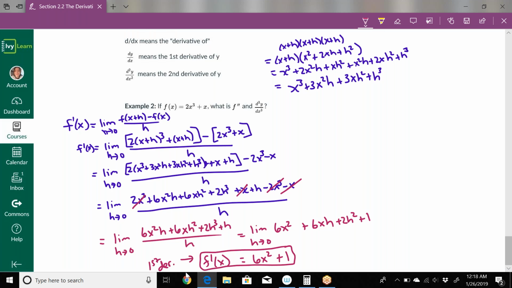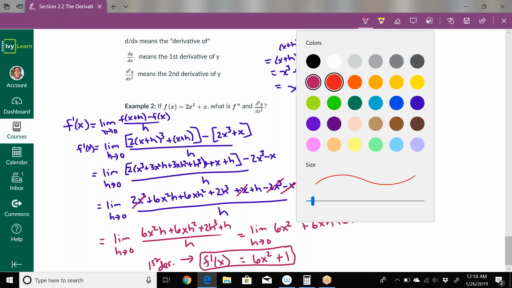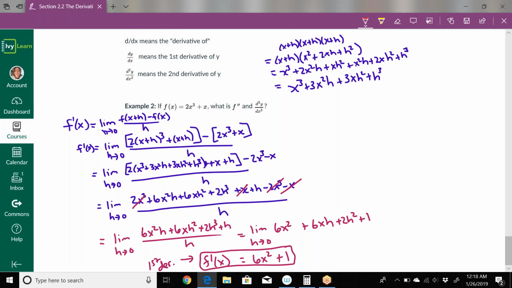Now, the good thing is we get to do the second derivative now, and we're going to see that this one goes a little bit quicker because it's only going to be squared now when we work with it. So we're going to take f double prime of x is the limit as h approaches 0 of 6 times x plus h squared plus 1 minus 6x squared plus 1 all over h.